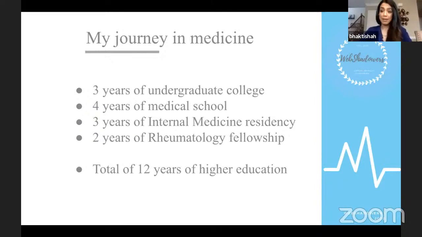These are how many years I personally had spent getting my education. So I did 3 years of undergrad, 4 years of medical school, 3 years of internal medicine residency, and then 2 years of rheumatology fellowship. And that is a total of 12 years of higher education after high school.